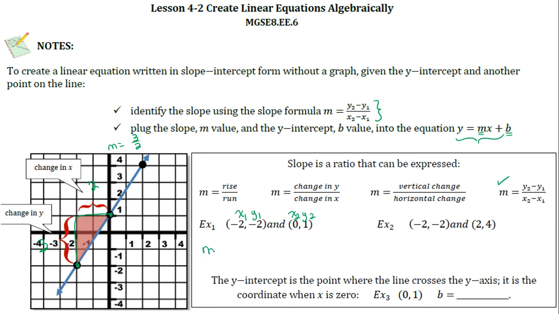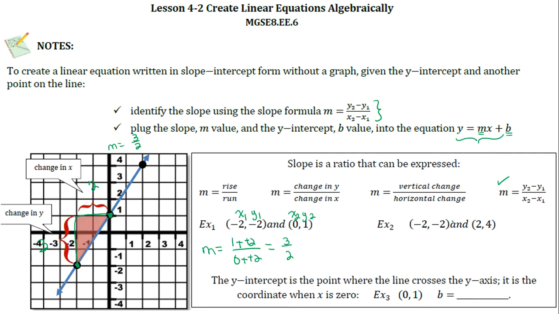So the formula says, find the change from y2 to y1. So that's 1 minus -2, over x2 minus x1. This gives us a rise of 3 and a run of 2, so 3 over 2. And notice -2, -2, and 0, 1 are these 2 points on this graph. So we have confirmed that our slope is 3 over 2.